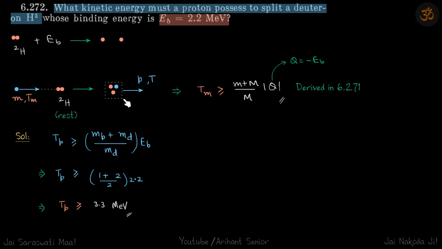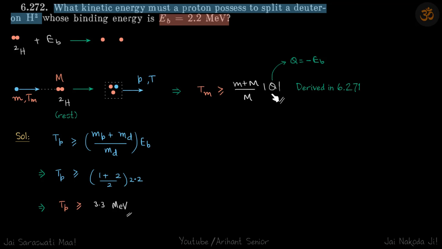And for this particular condition, we just derived in 6.271 that the minimum energy of this striking particle should be greater than or equal to (m plus M) by M into Q, where Q is the Q value of this reaction, m is the mass of the striking particle and capital M is the mass of the nucleus.